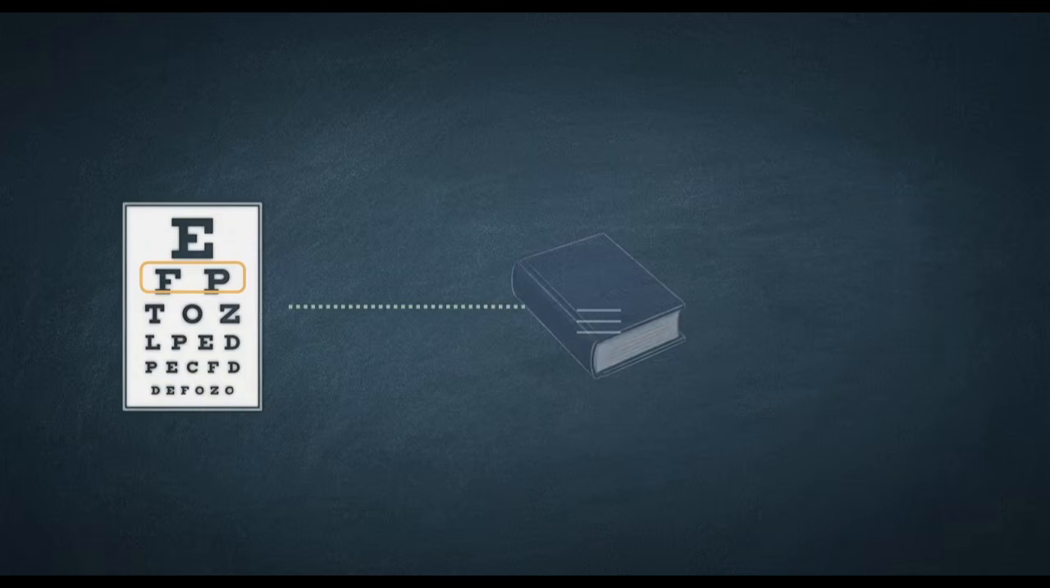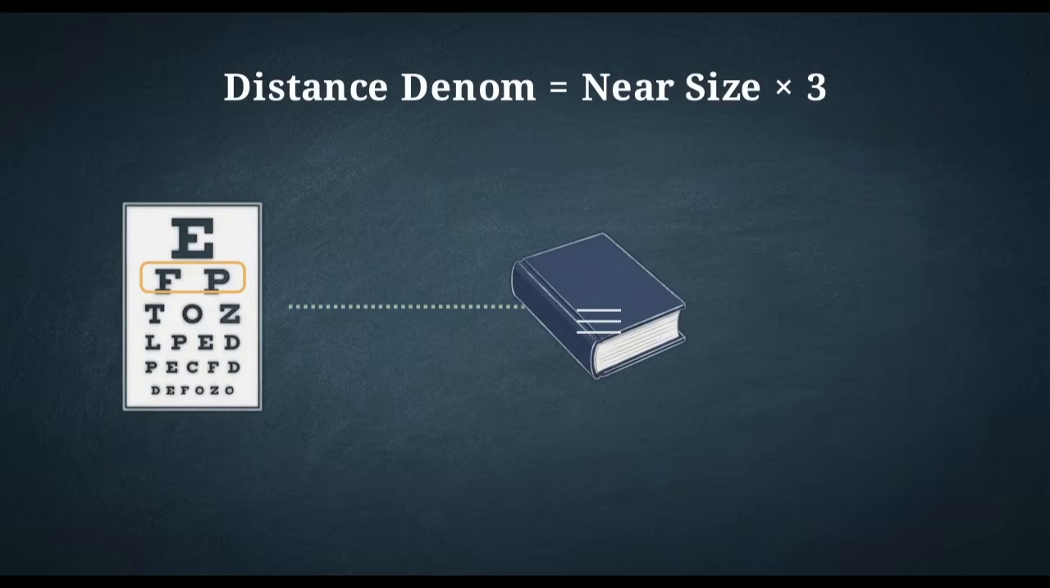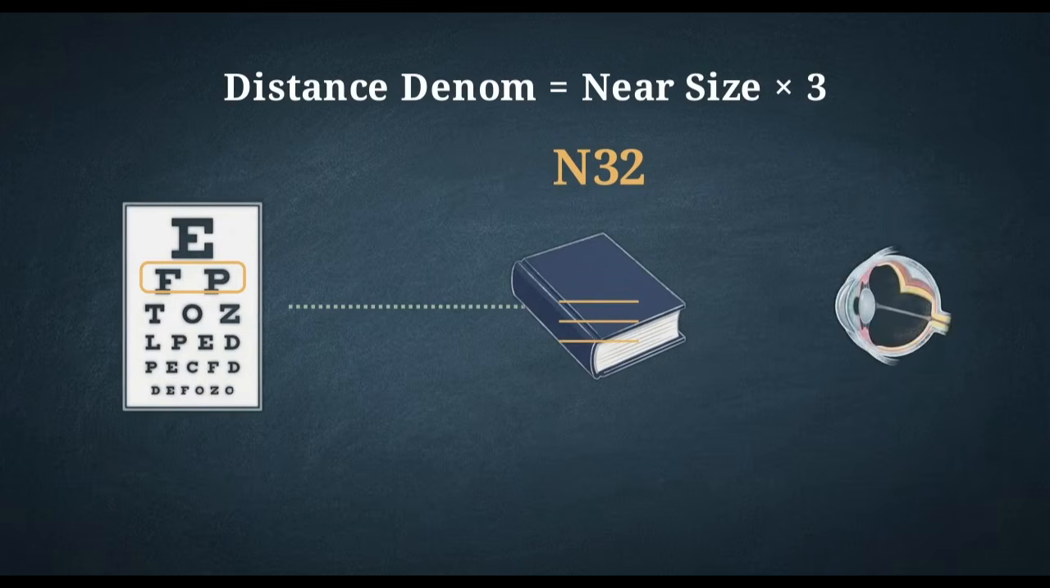Distance acuity alone omits critical data. To prescribe effective reading aids, we need to accurately predict a patient's near vision based on their distance results. We use the near bridge formula to translate the distance denominator into an N notation point size. The distance denominator equals expected near size multiplied by 3. For a 6/96 equivalent, we divide 96 by 3, yielding an expected near acuity of N32. This conversion specifically assumes a standard reading distance of 25 centimeters.